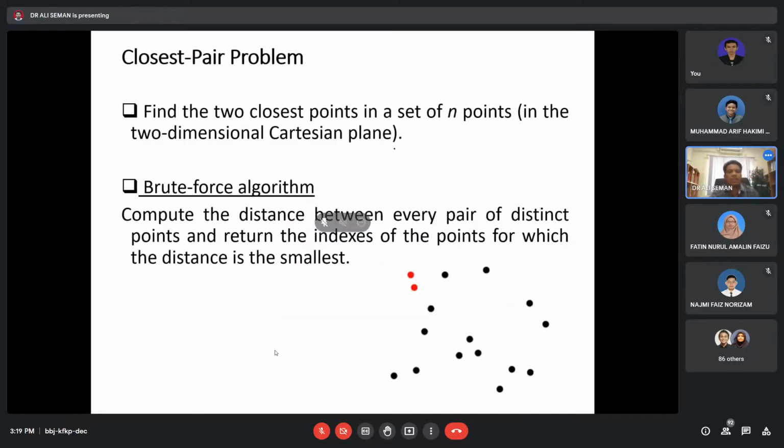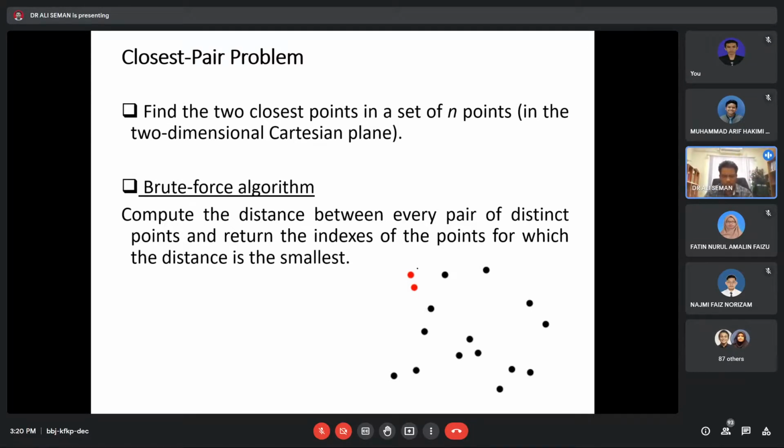Clear. Okay. Next, this will be the last: the closest pair problem. So what is a closest pair? The closest pair problem falls under geometric problems, dealing with points, polygons, space, and so on. Find the two closest points in a set of n points in the two-dimensional Cartesian plane, with x and y, where we draw for 2D, called the Cartesian plane. We need to find which one is the closest, like the picture here.